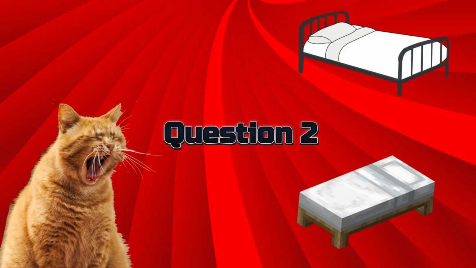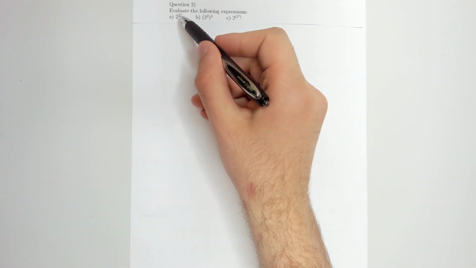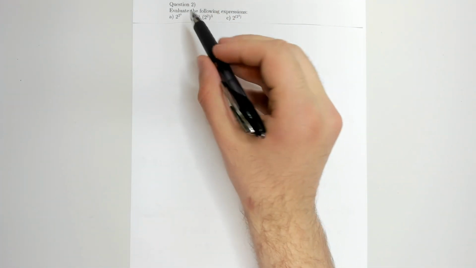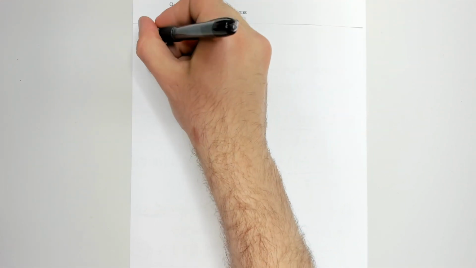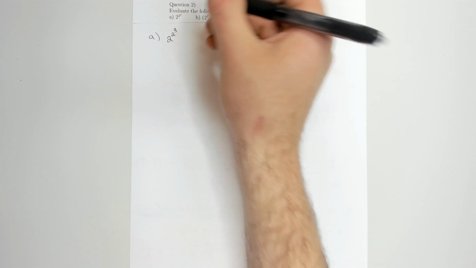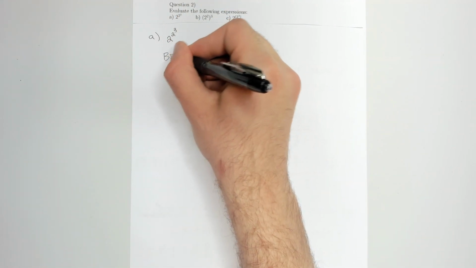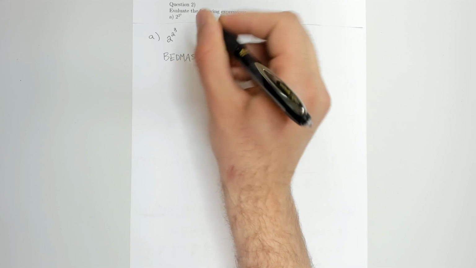Question 2. Question 2 asks us to evaluate these three expressions, and they look very similar, right? They have a 2 to the power of 2 to the power of 3, just with different parentheses in different spots. So let's start with this first one, 2 to the power of 2 to the power of 3. You might have never seen this before where we have an exponent to another exponent. It's kind of weird, but we know that we can evaluate this by using order of operations. So let's see what this evaluates to.